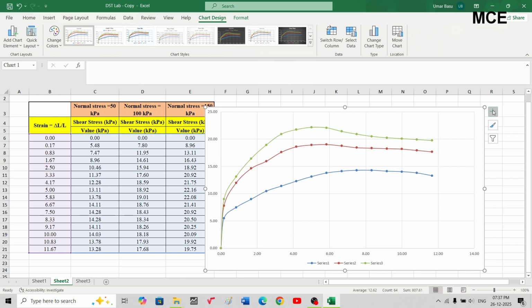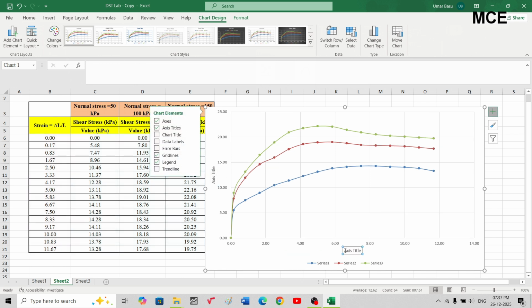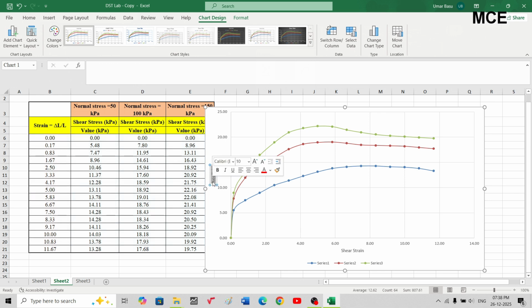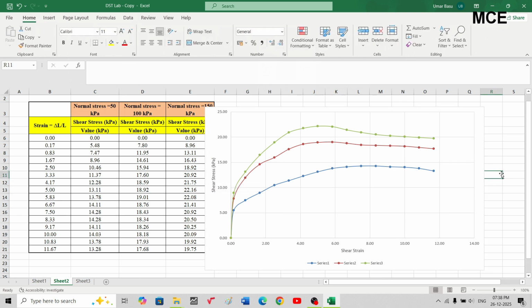First delete the chart title, and then add the axis titles. So here we add the axis titles. Horizontal is shear strain, and the vertical is the shear stress in kilopascal. So this is our graph for shear stress versus shear strain.